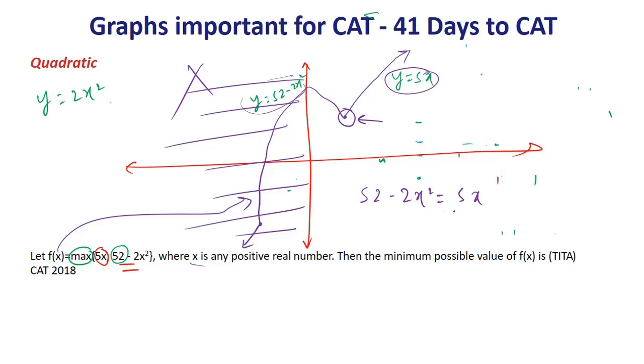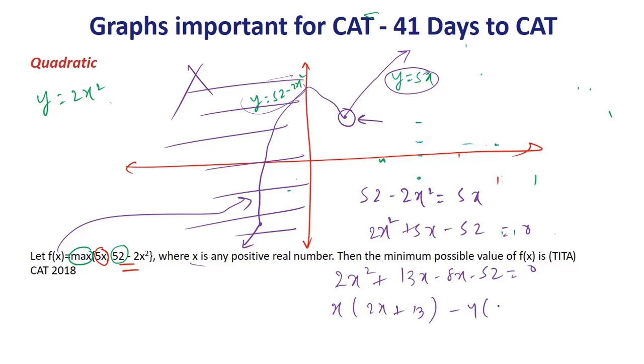So 52 minus 2x square is equal to 5x. One way to do it is obviously to solve this quadratic equation. So 2x square plus 5x minus 52 equal to 0. So 2x square plus 13x minus 8x minus 52 equal to 0. You take x common, 4 common, (2x plus 13)(x minus 4) equal to 0. So x is equal to 4 and x is equal to minus 13 by 2. The negative one is not allowed, only the positive one is allowed.